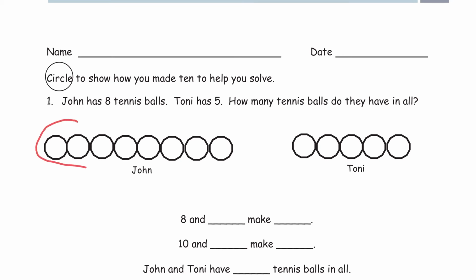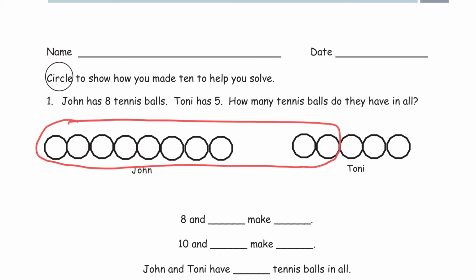So we know we have 8 right here. So there's 8, and we've already talked about it. We have to add 2 more to our 8 to make 10. So there's our group of 10. Now, right here it reads 8 and make. Well, what are we adding together right up here? Let's take a look. So we have 8 tennis balls, and we have 5. So we have 8 and 5. So let's write that in right there.